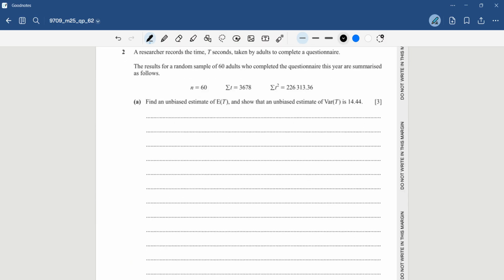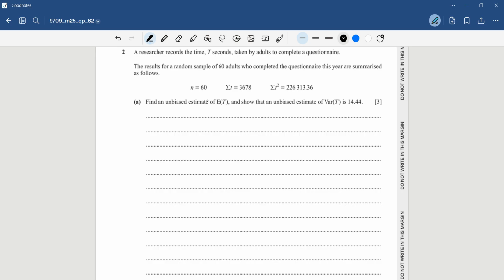For question number 2, a researcher records the time t taken by adults to complete a questionnaire. The results for a random sample of 60 adults who completed the questionnaire this year are summarized as below. Find the unbiased estimate of the mean of t and show that the unbiased estimate of variance is this.